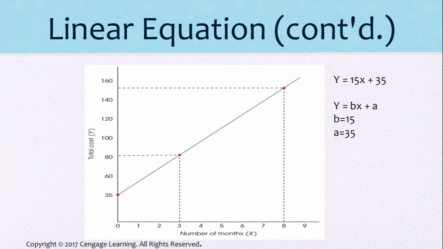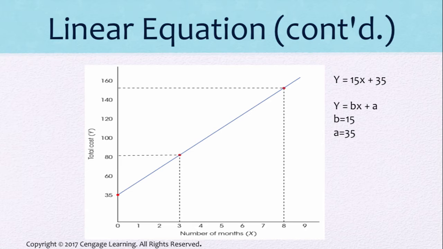Now let's take a look at this scatter plot. Here we are looking at the relationship between total cost and number of months of gym membership. The relationship is described by a linear equation, y equals 15x plus 35, where y is the total cost and x is the number of months. Important to note is this is a perfect relationship with points directly on the regression line. If we look closely at the equation, we recognize that 15 is our slope and 35 is our y-intercept.